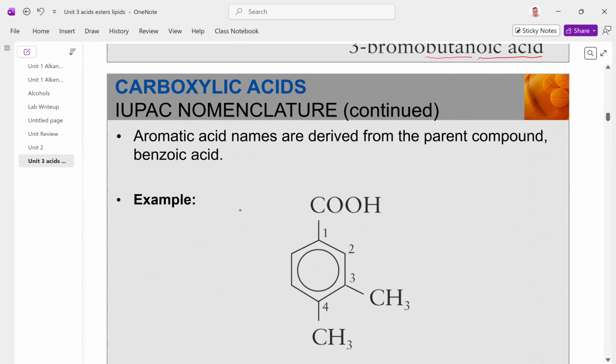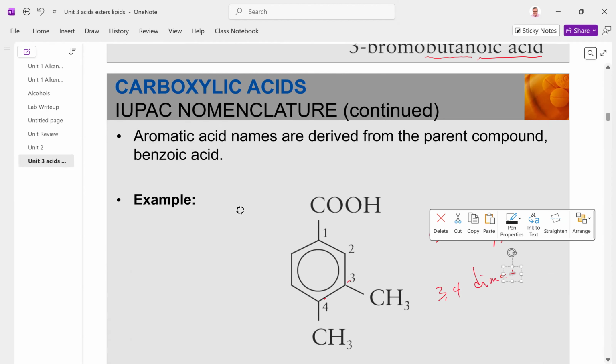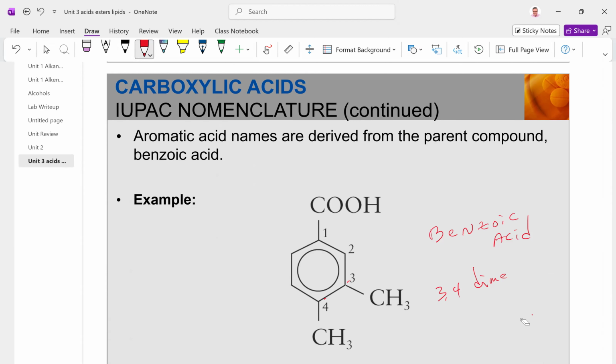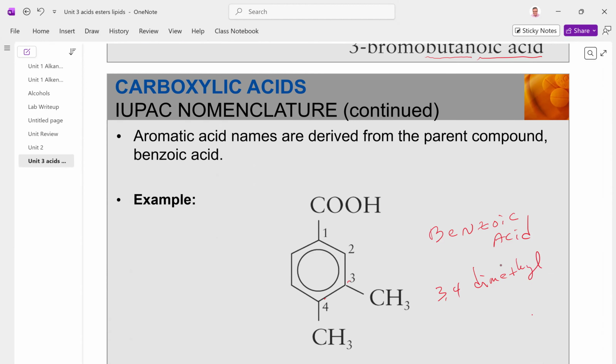Now, the aromatics, of course, always differ from the non-aromatics, the aliphatics. Okay, so if we have an aromatic, meaning benzene, as an acid, it's called benzoic acid. And it's got a branch on carbon 3 and 4. So it's 3,4 dimethyl benzoic acid.